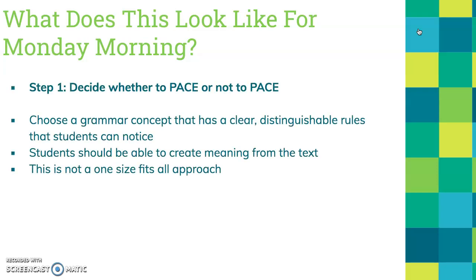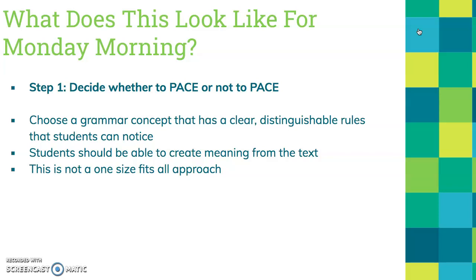So step one is you're going to decide, do I use PACE or do I not use PACE? I need this to be very, very clear that not every single grammar point can use PACE, and that's okay. We have other methods to draw their attention to these things. So the rule of thumb is there should be a clear, distinguishable rule that students can actually notice. So thinking about what can they put together.